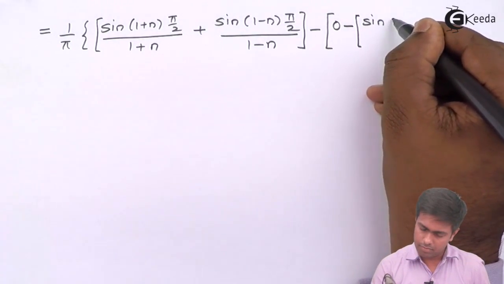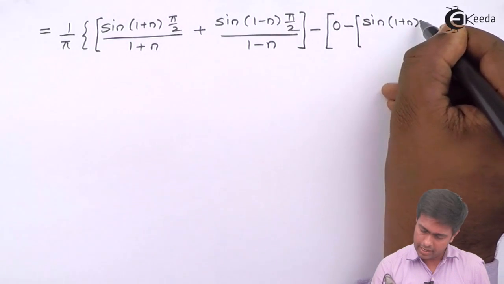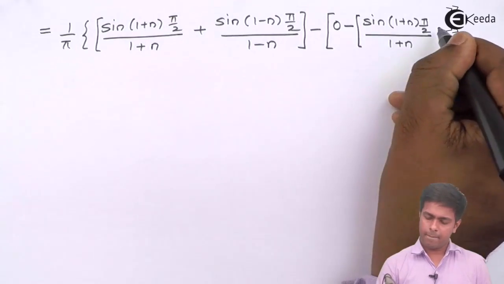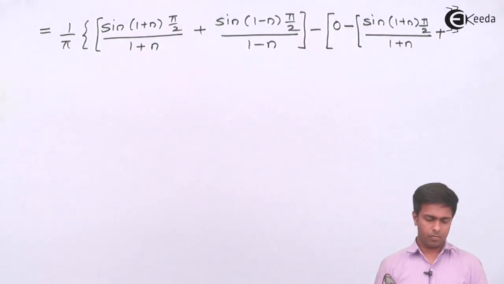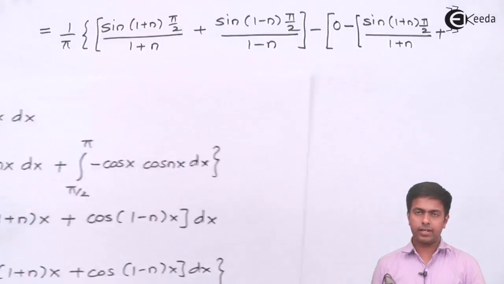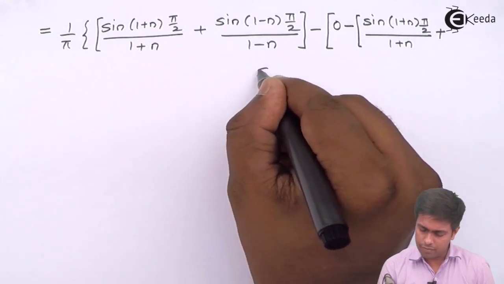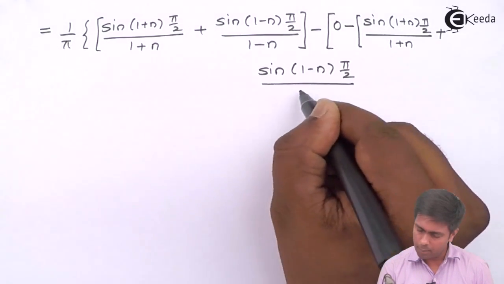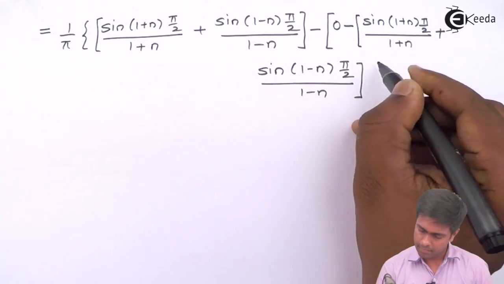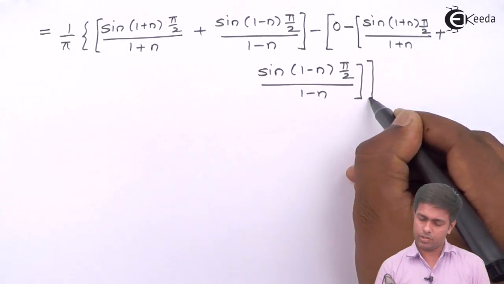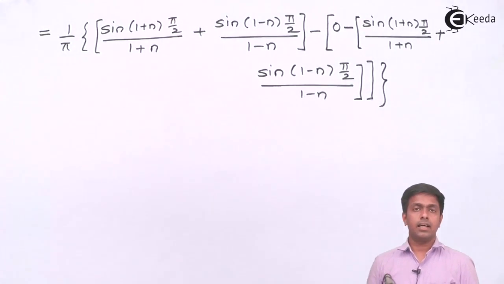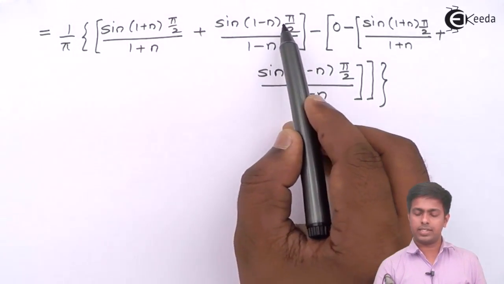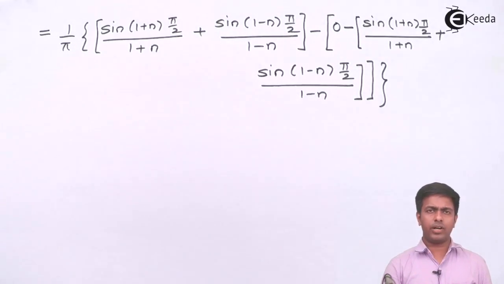sine of (1 plus n) pi by 2 upon 1 plus n, plus, so here we will get sine of (1 minus n) pi by 2 upon 1 minus n. So guys, this is the end of these two brackets and the end of the curly bracket. Now here we got the terms like sine of (1 plus n) pi by 2 and sine of (1 minus n) pi by 2. So let's evaluate it first.